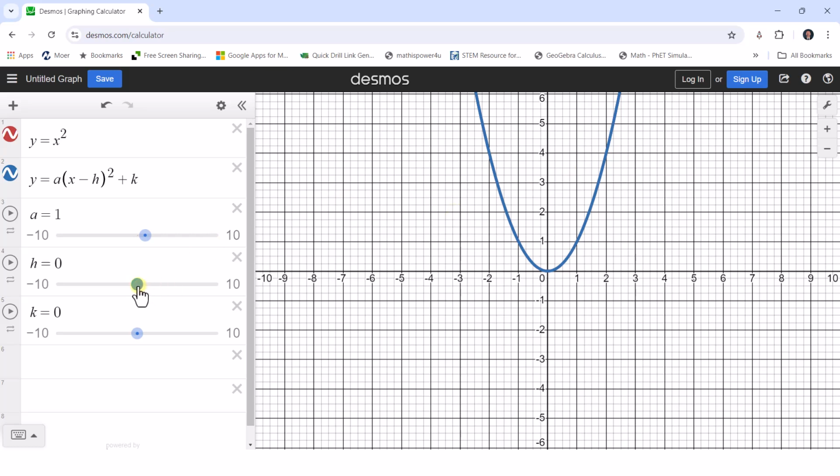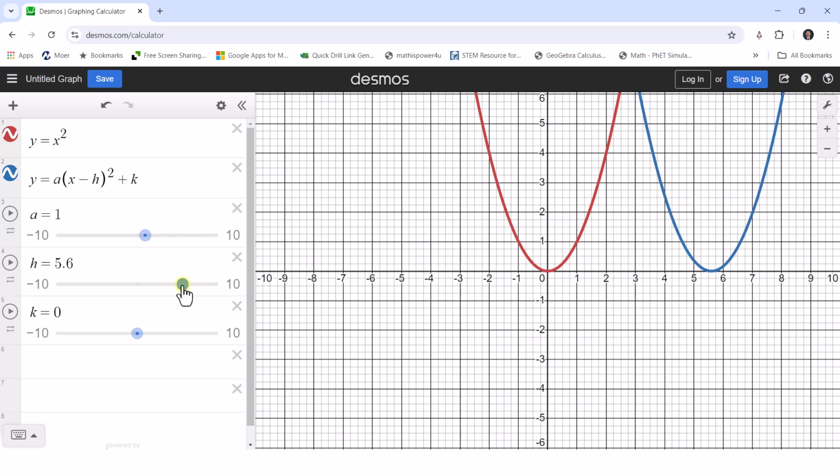So when h is positive, the graph is shifted right h units. Notice when h is positive, we would have subtraction inside the parentheses because the equation is in the form of x minus h. So if we have subtraction inside the parentheses, the graph is shifted to the right, and the x-coordinate of the vertex is positive h.